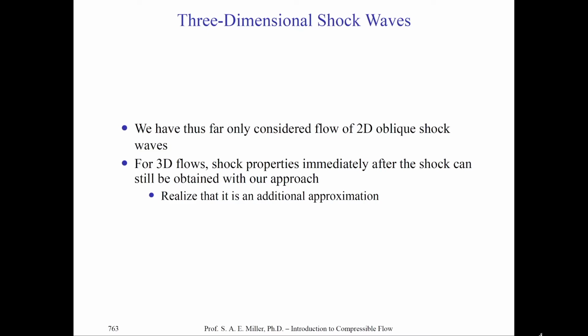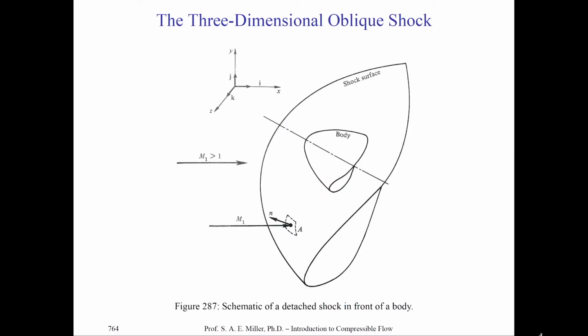Now, in three-dimensional flows, the shock waves and their properties immediately after the shock can still be obtained with our approach through an approximation. It's not exact. What we might do is view the body, the front of the body here, moving through air, perhaps, from the lower right to the upper left, through this particular coordinate system, having a detached shock like we showed in the previous Schlieren. Now remember, the Schlieren images are three-dimensional, of course, but they're projected on a two-dimensional plane, which is why they're two-dimensional, and we view them as two-dimensional.